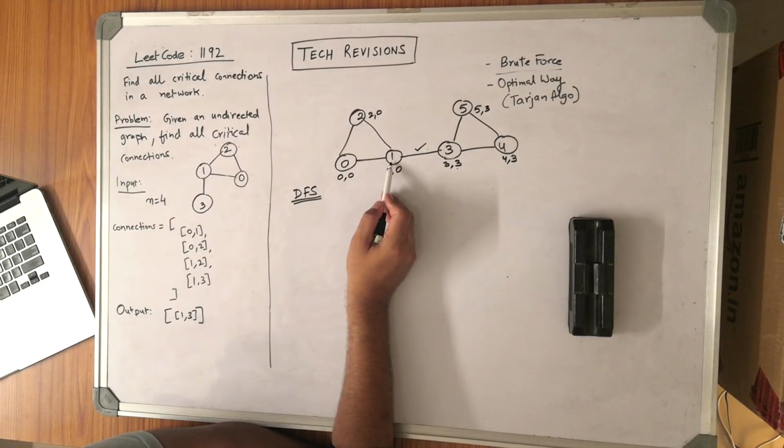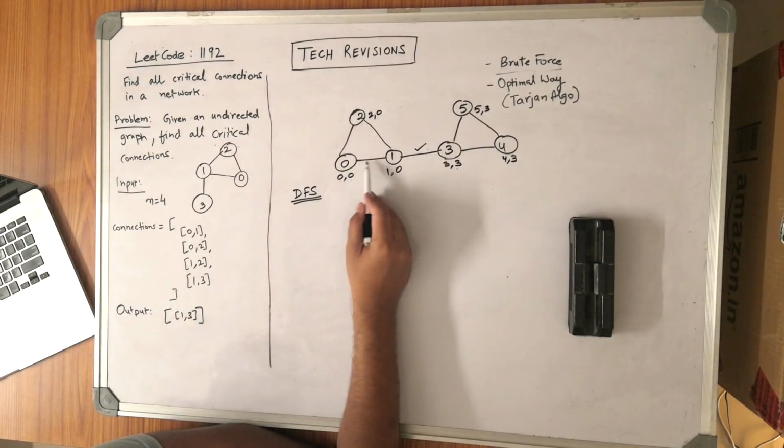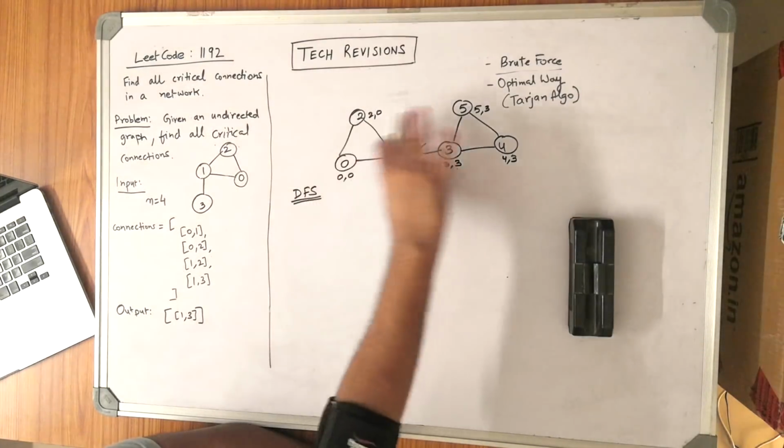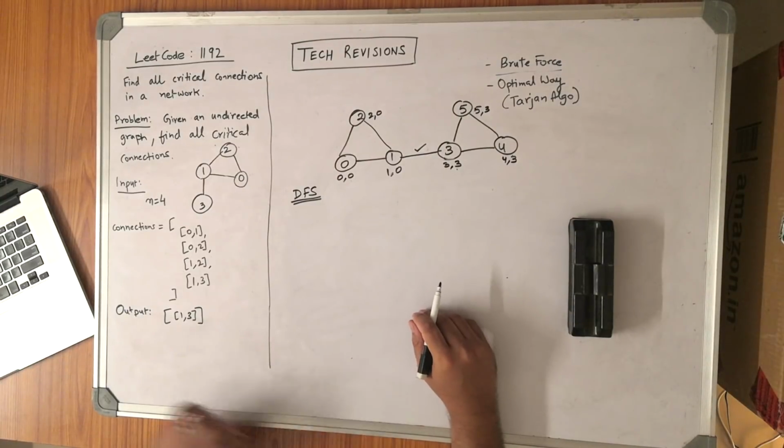When your traversal has completed and you come back, again you can compare, right? The low values are the same, and hence this is not a critical connection. And hence once your traversal completes, you figured out that this edge was a critical connection.